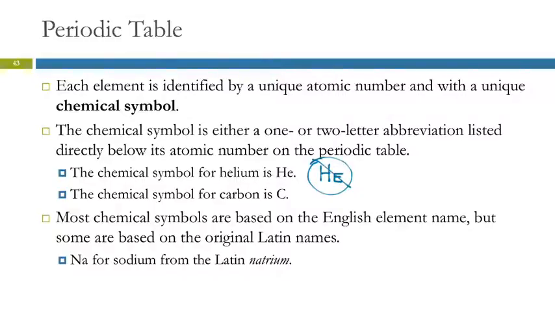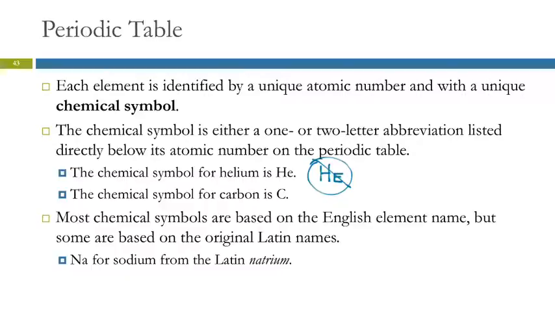Most of those chemical symbols are based on English names. I mean, He for helium makes sense. It's the first two letters of the word helium. The chemical symbol for carbon is C. That's the first letter of carbon. Ca, calcium, well, we couldn't use C because it was already taken. So for calcium, we use Ca, the first two letters.